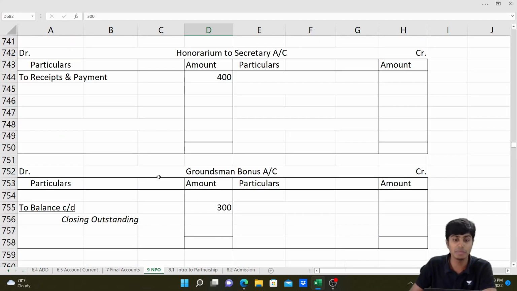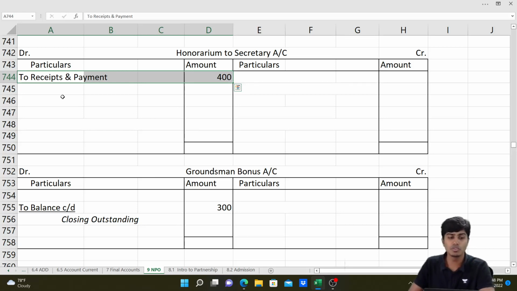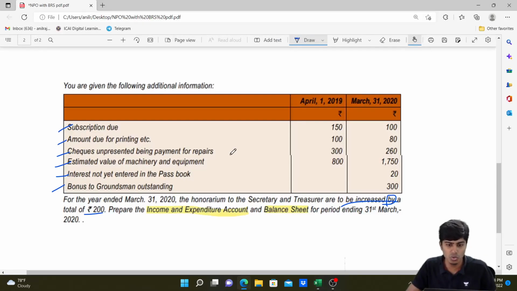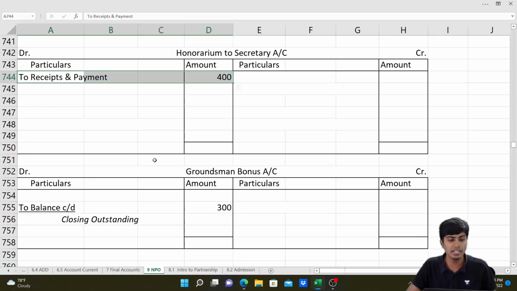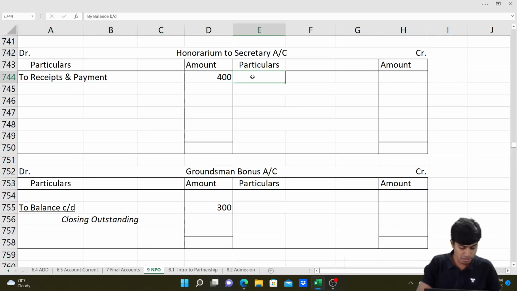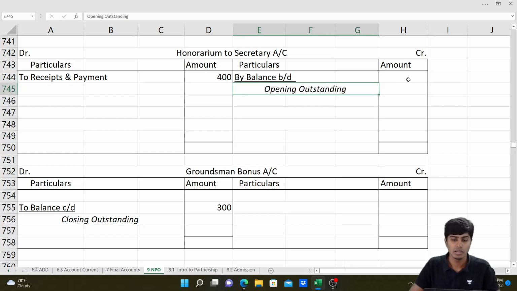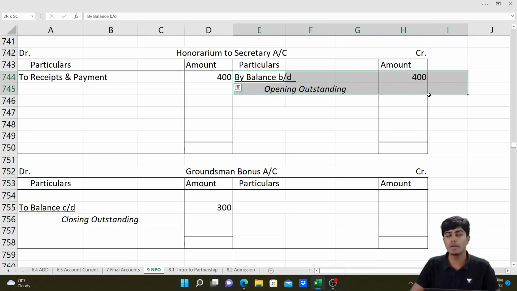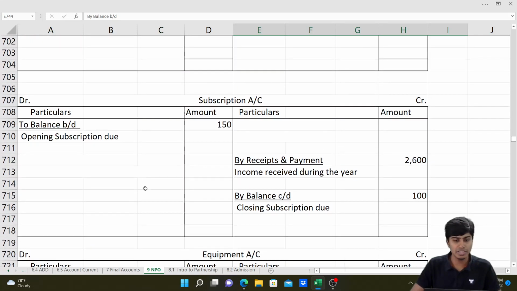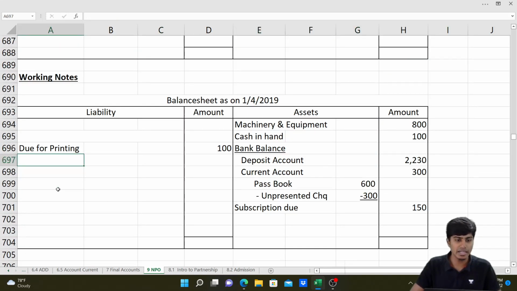We have honorarium to secretary account. Last year's is 400, which we paid in the current year. So they've told us last year's payment is made in the current year. It was told to us here somewhere, 2019. So this entire money is our opening outstanding. I'll write 400 here as opening outstanding. Last year's 400 was outstanding as a liability which is paid. Liability opening balance on the credit. So this I'll write in my balance sheet. Opening balance sheet, on the liability side, I'll write here outstanding honorarium to secretary and treasurer 400.